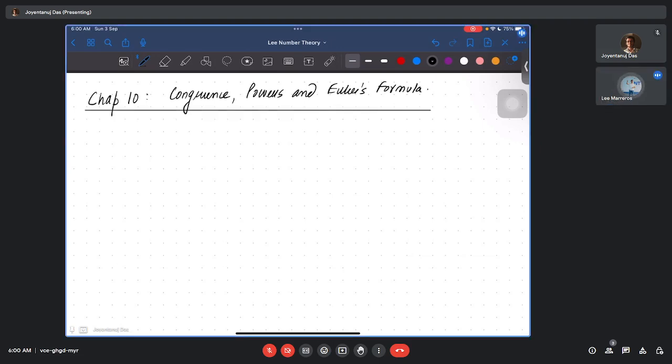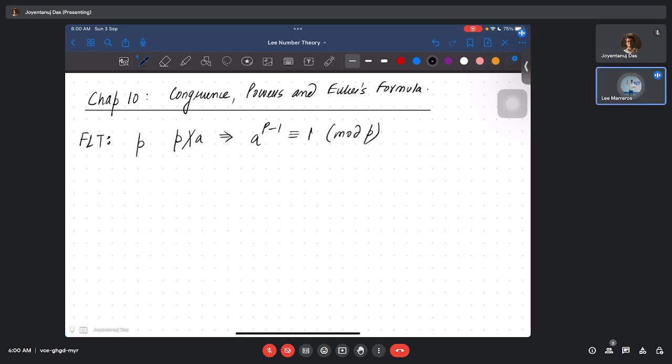Okay, so the Fermat's little theorem, what we saw is that if P is a prime, and P does not divide a, then a to the power of P minus 1 is congruent to 1 mod P. So this is the Fermat's little theorem. The condition is that P is prime and P does not divide A, which means the GCD of P and A is 1. It's the same thing.